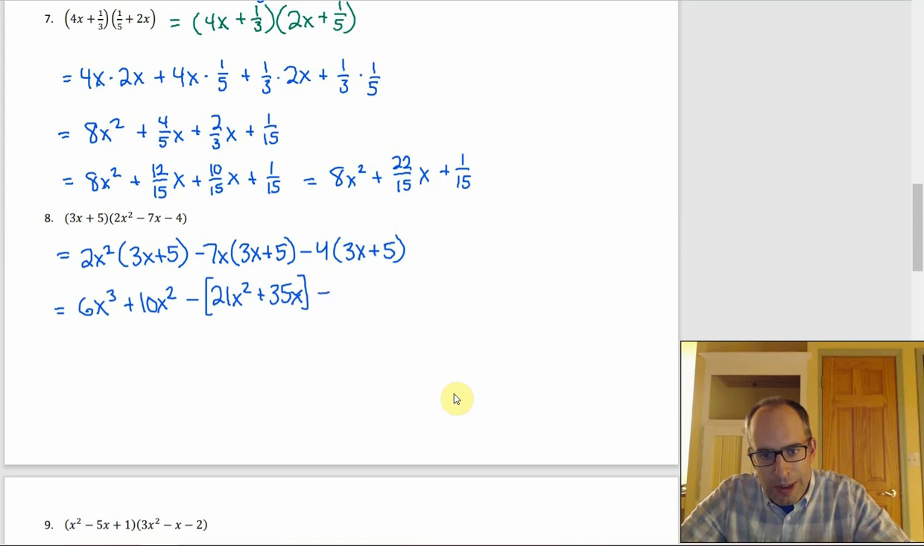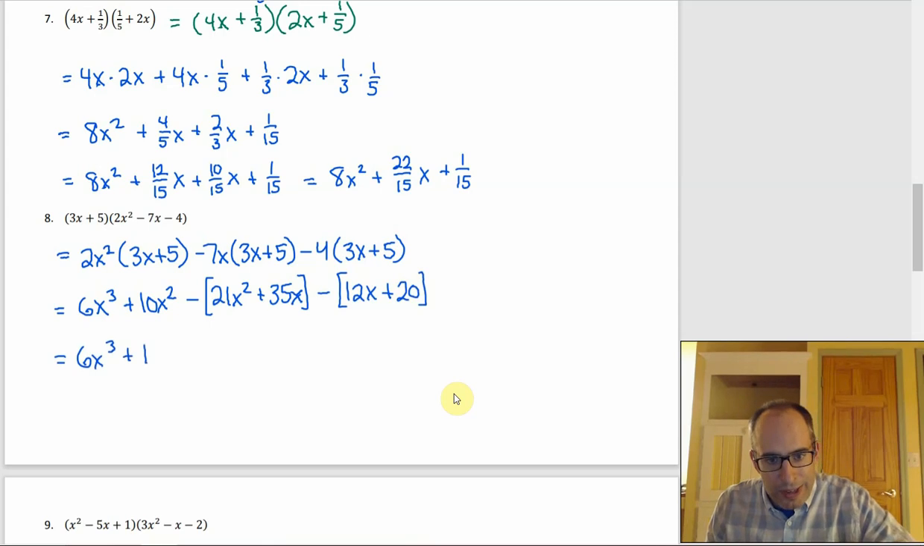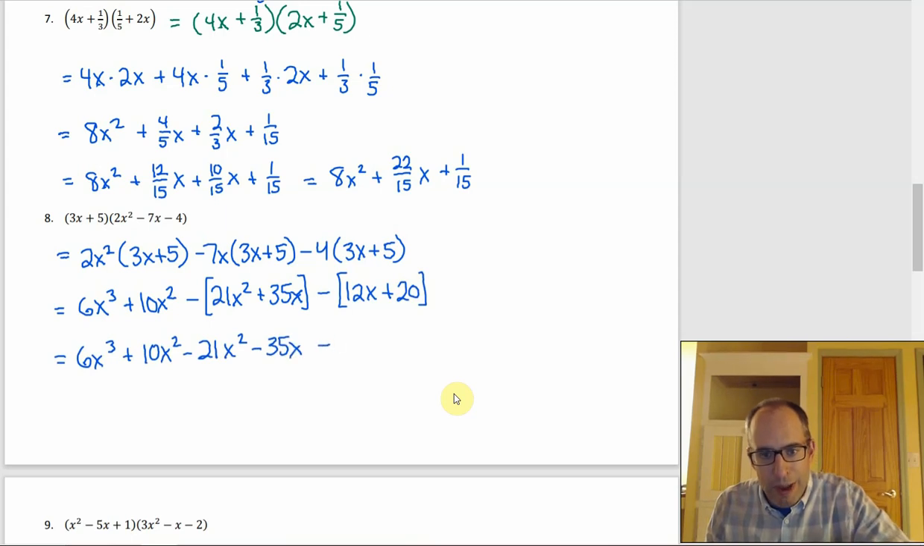Then minus, let's see, if you distribute the 4, that'll be 12x plus 20. Right? 4 times 5, 4 times 3x. All right, distributing those negatives, we're going to have 6x cubed plus 10x squared minus 21x squared minus 35x, and then minus 12x minus 20.